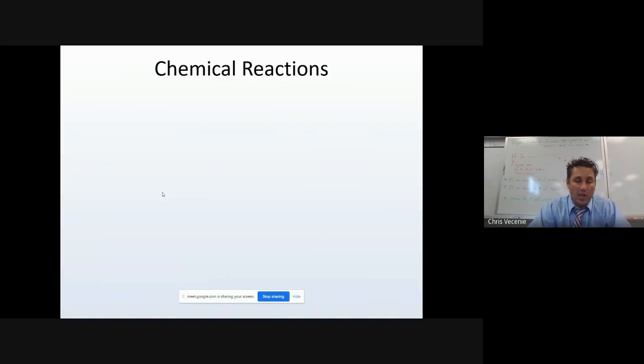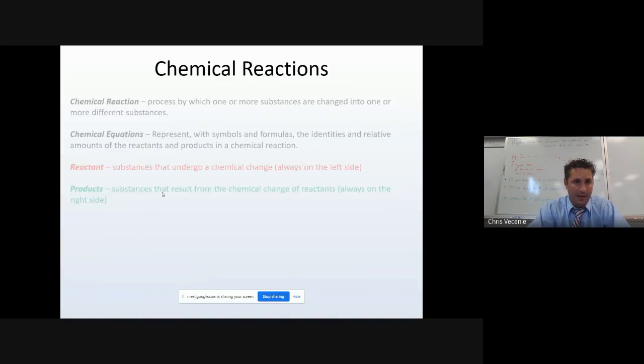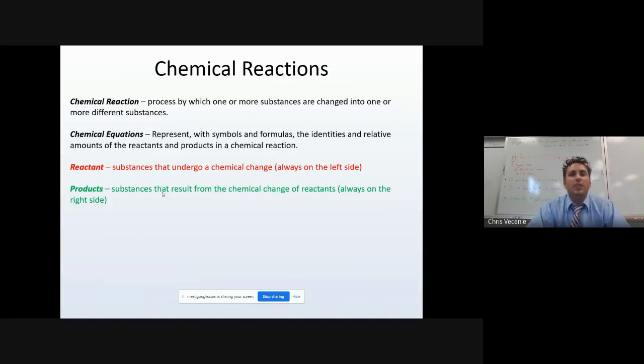So this is the equation 101 slide. A chemical reaction is when one substance gets converted into something different. Like I said, you can represent it with an equation. It's a shorthand version that tells you what substances are involved and what new substances you're going to get.